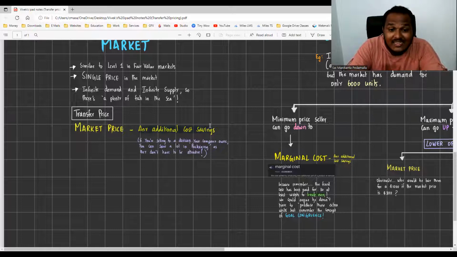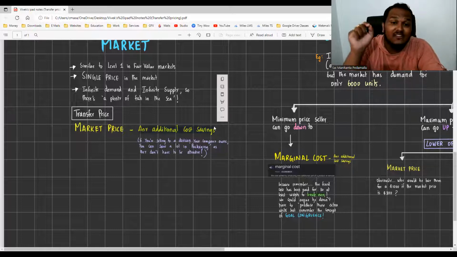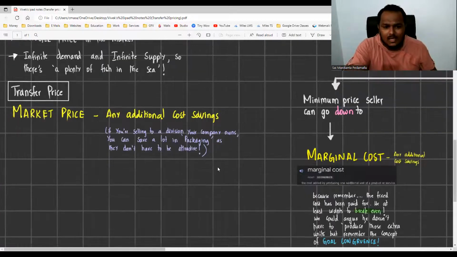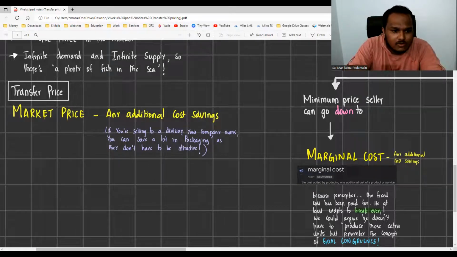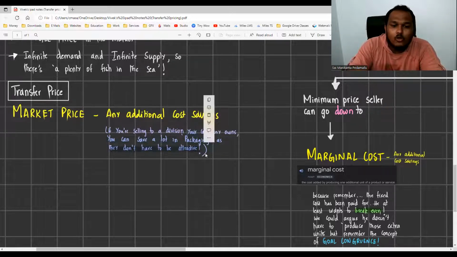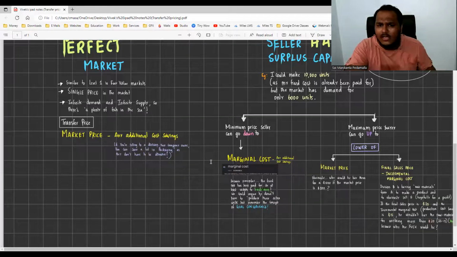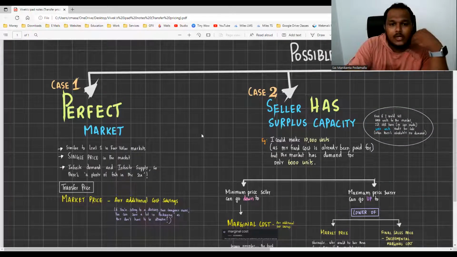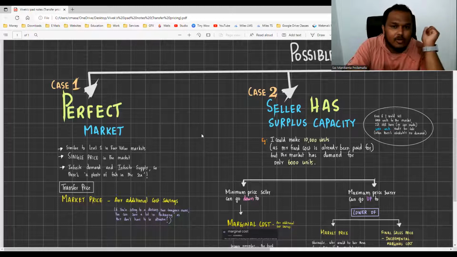if there are any cost savings due to selling within the division, maybe some packing can be removed, branding can be removed, etc. This is the example I gave in my regular class also. If you're selling to a division your company owns, you can save a lot in packaging as it doesn't have to be attractive, like brand packaging and all that stuff you can remove. So you can save some money. Maybe that price you can reduce because your profit won't be affected by that.